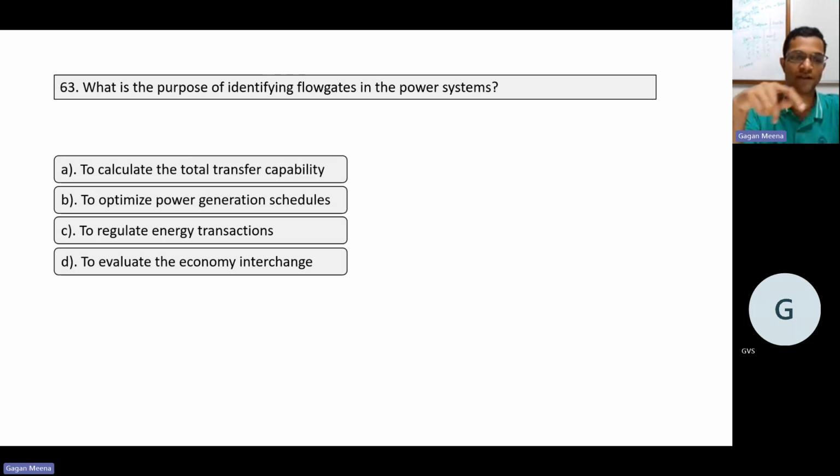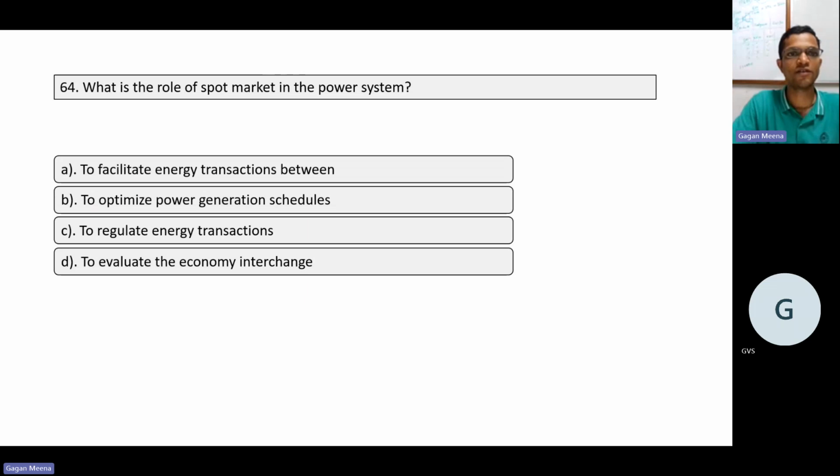Because the power which was meant to flow from one bus to another is circulating within, creating transmission losses. And the transmission is being utilized for that internal loop, not for supplying. So the capacity is reduced. What is the purpose of identifying flow gates in power system? It is to calculate the total transfer capability. What is the role of spot market in power system?